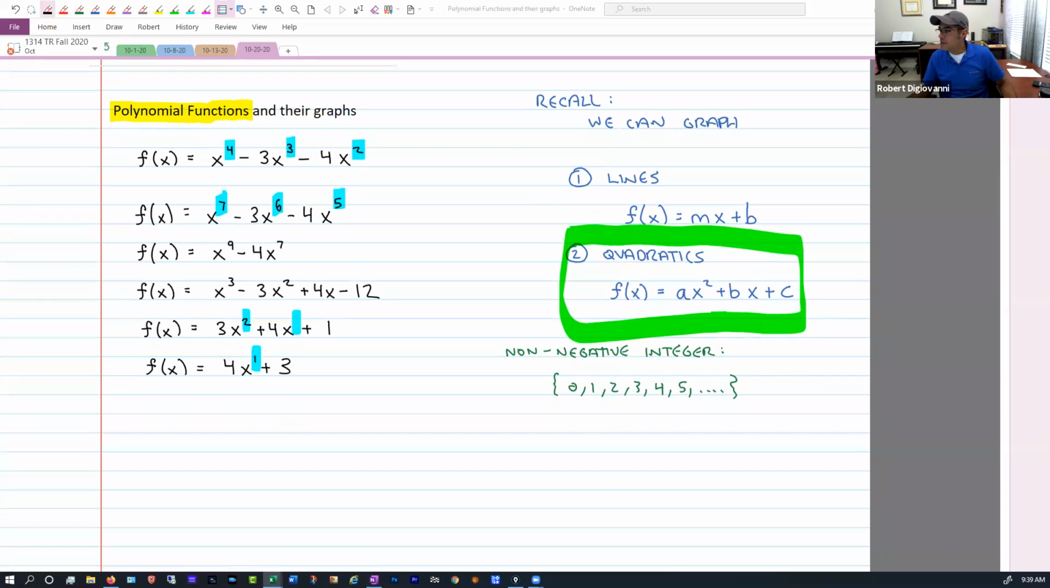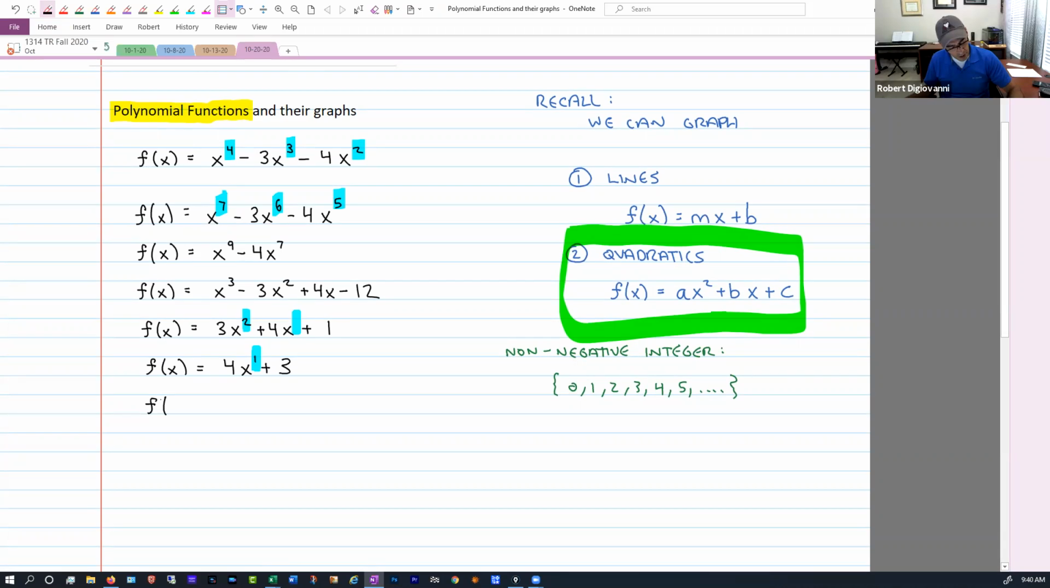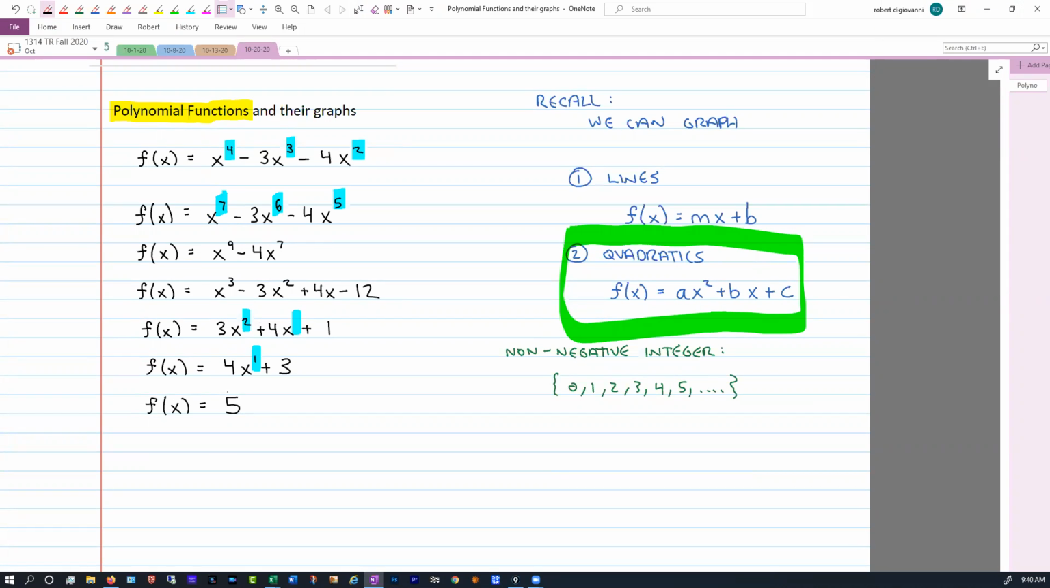Let me ask someone else. How about Sebastian? Sebastian here? Hey, Sebastian. This one's a little tricky. f of x equals just a constant. I'm just going to give you the number 5. So if we graph this, this would be a flat horizontal line. So Sebastian, do you think that that is a polynomial? I'm not sure, but I'm going to say yes.